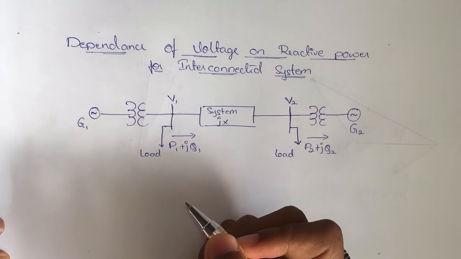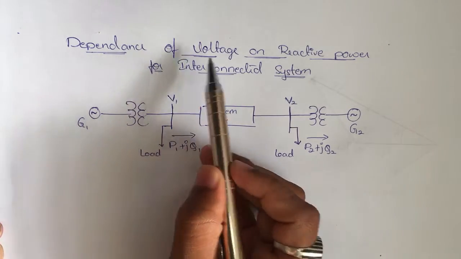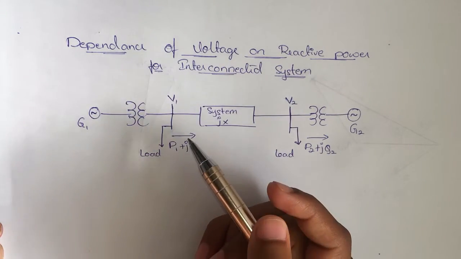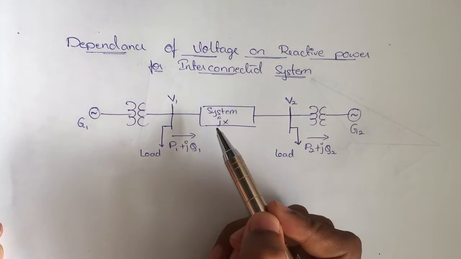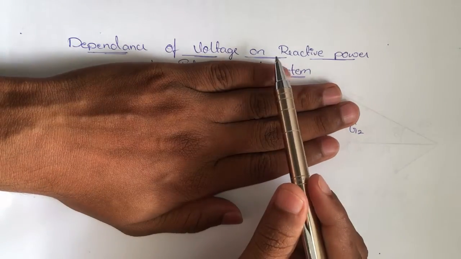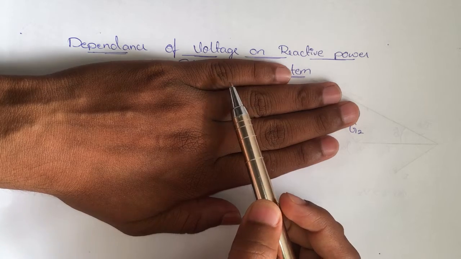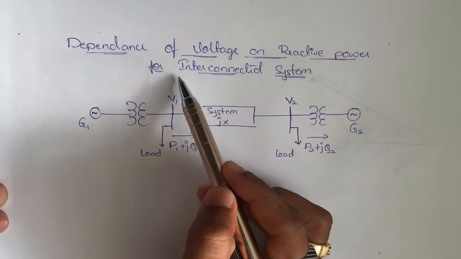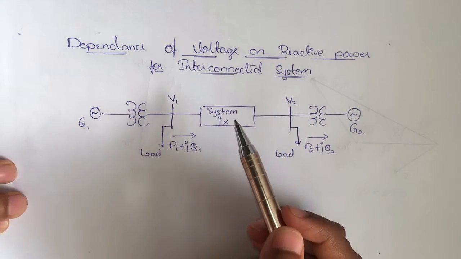In this video we are going to discuss the dependence of voltage on reactive power for an interconnected system. In the previous class we discussed only the dependence of voltage on reactive power, but now we are discussing it for an interconnected system.